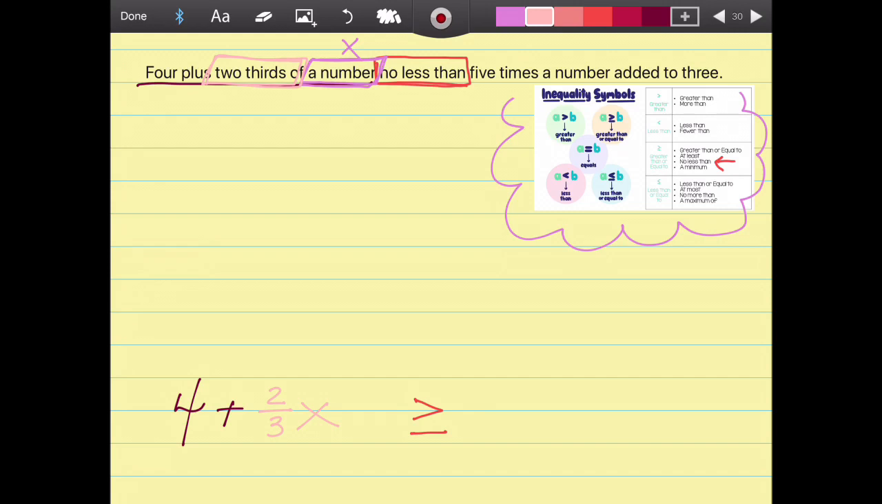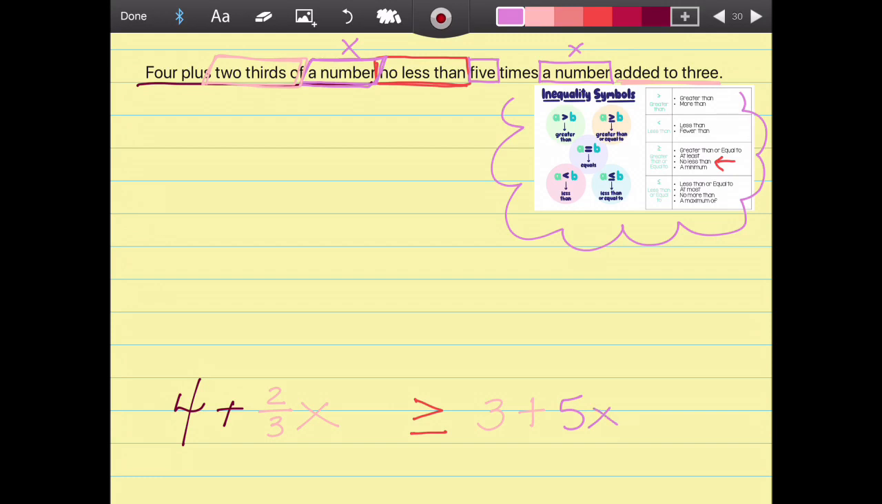Now we're going to move to the right side. The right side reads 5 times a number added to 3. If something is being added to 3, that means 3 has to be first. So we have 3, and added tells us we're going to use addition. Then 5 times a number. 5 is our coefficient, and times a number. Again, we don't know that number, so that's our variable x.